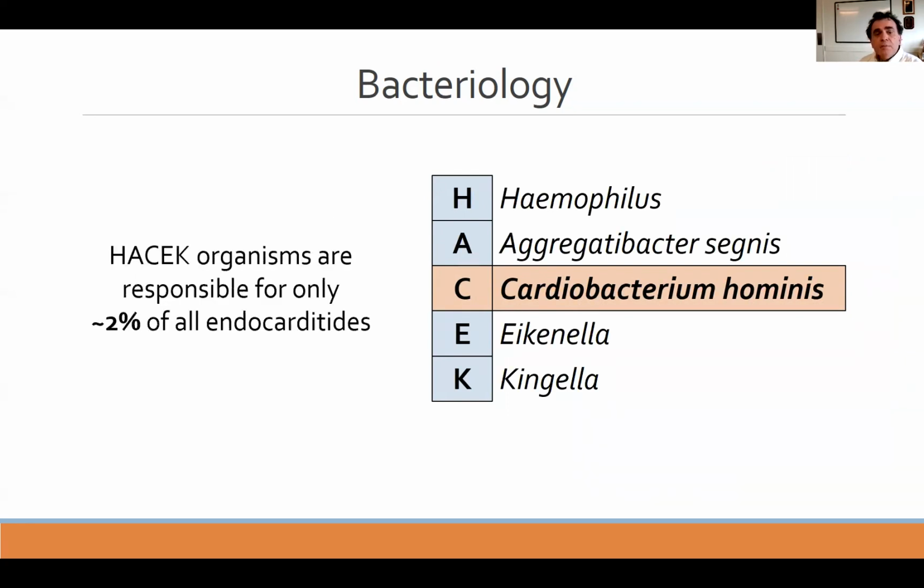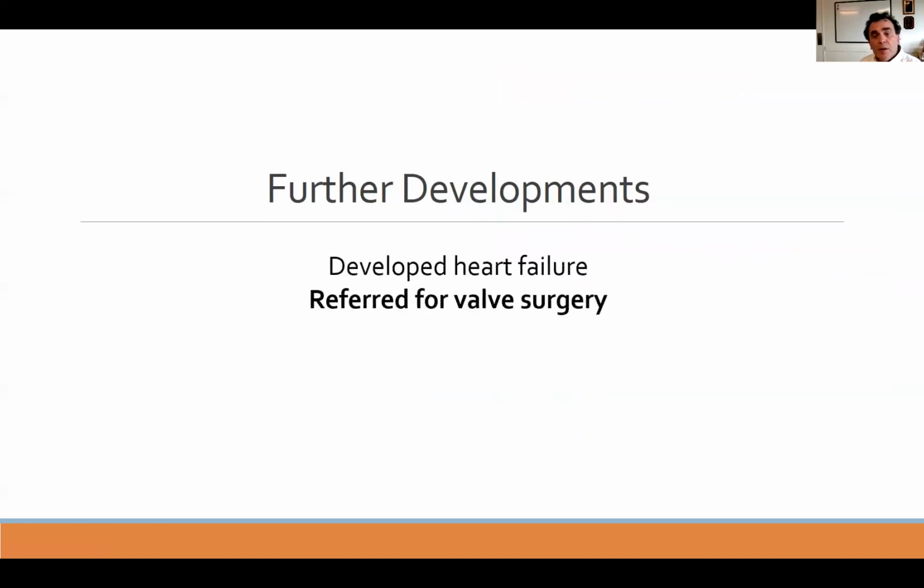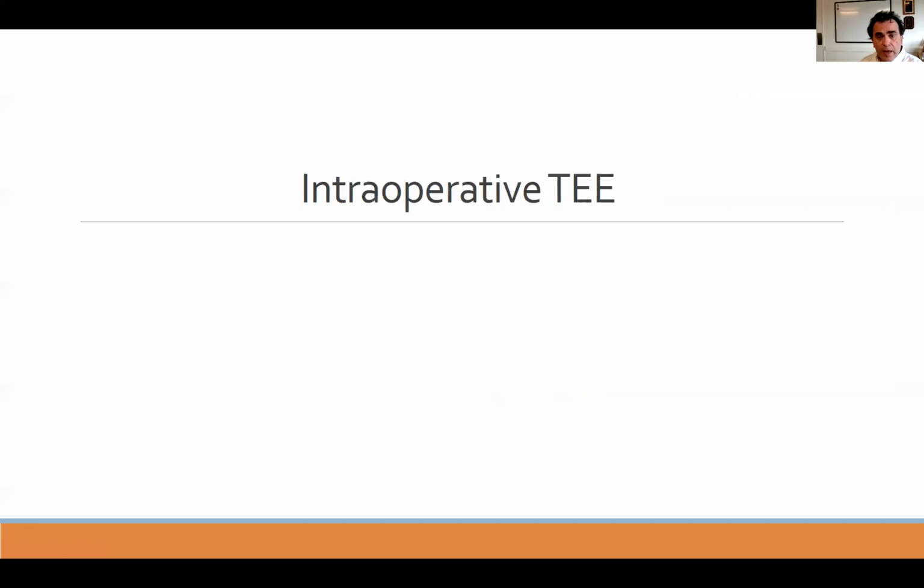HACEK organisms are responsible for very few endocarditides, probably around 2% of all endocarditides, and they are fastidious. Blood cultures require very special media to grow them, and it takes time for those cultures to become positive. What were the further developments? He subsequently developed heart failure, and he was referred for valve surgery.